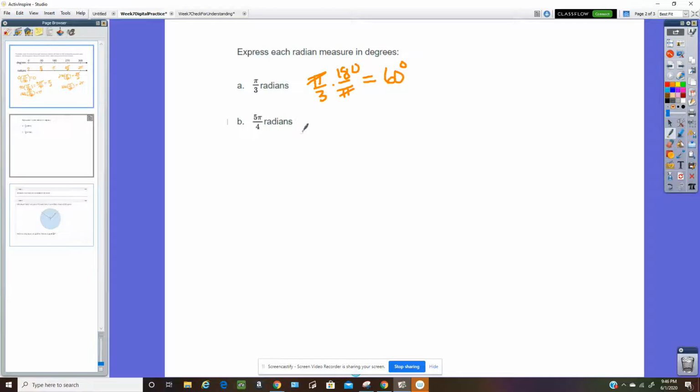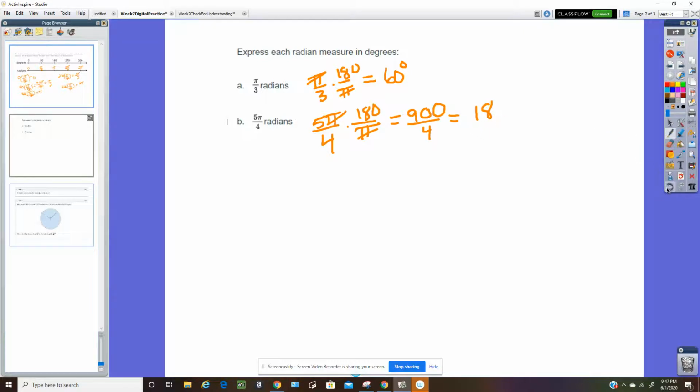And then 5 pi over 4 times 180 over pi. These cancel. So 5 times 180 is 900, divided by 4.